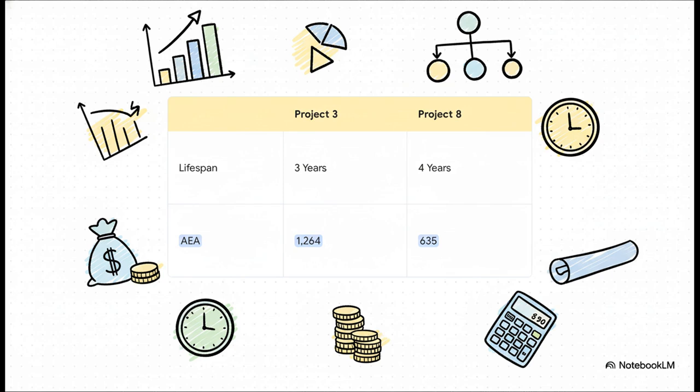Once we level the playing field with AEA, Project 3 is the hands-down winner. It generates the equivalent of $1,264 in value each year. That's almost double what Project 8 brings in annually. The shorter project is actually way more valuable.